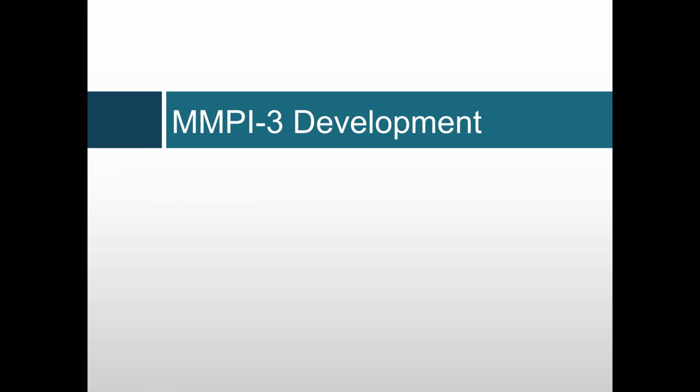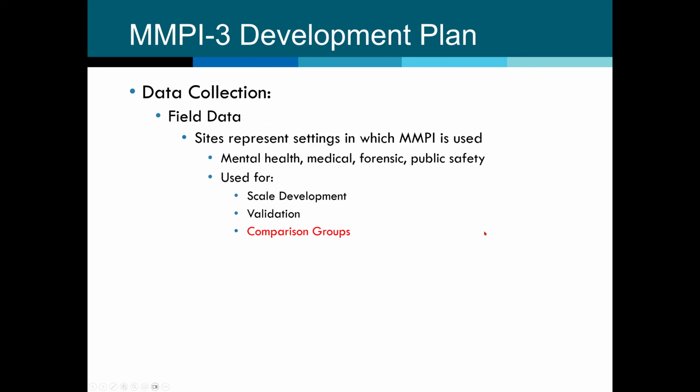Now, part of the planning for the development of the MMPI-3, which took place in the late teens, involved collection of data for new comparison groups. And this was necessary because the MMPI-3, of course, includes new items, and so we were not going to be able to use any existing data sets to create comparison groups for the MMPI-3. And so part of the planning for developing the test was to collect new comparison group data.